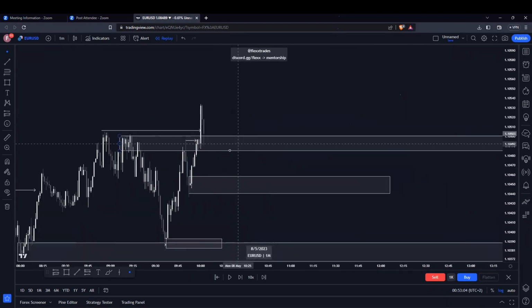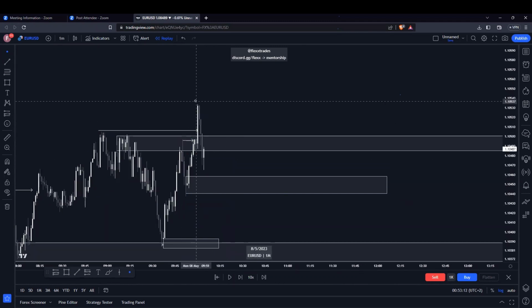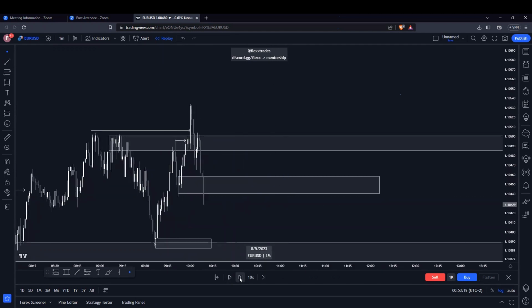Now, since we have swept liquidity, I will not take a limit entry right here, and I'm going to be waiting. If price bounces, then I will take a market entry right here, because simply we swept liquidity. This is a break of structure, but also a sweep of liquidity. So I want to be careful with this.